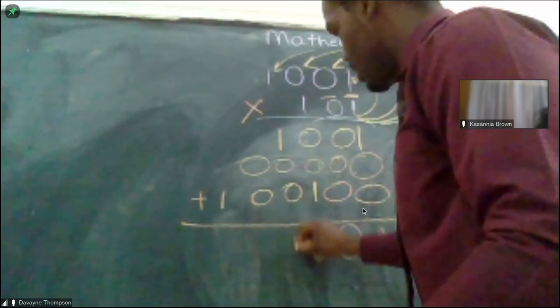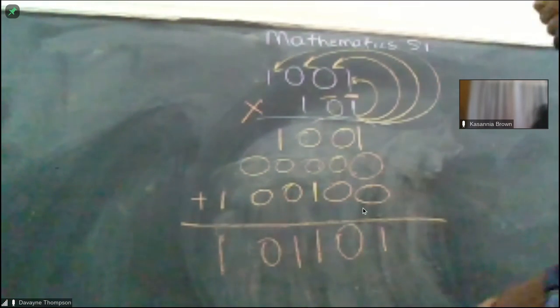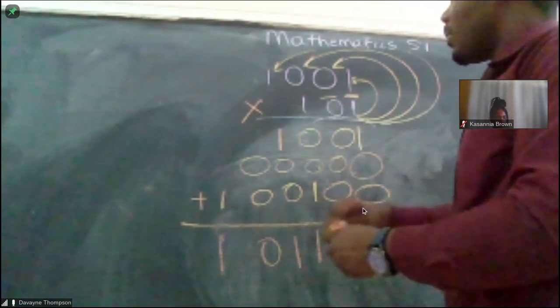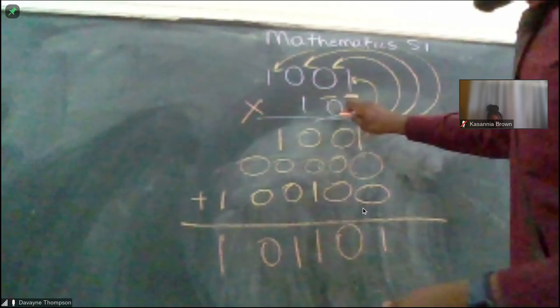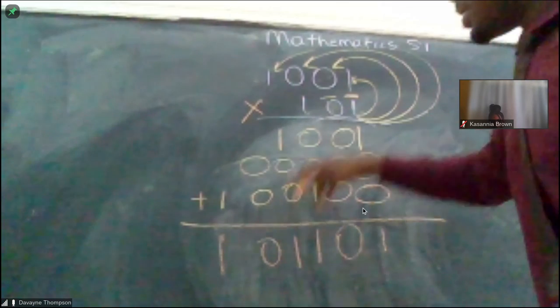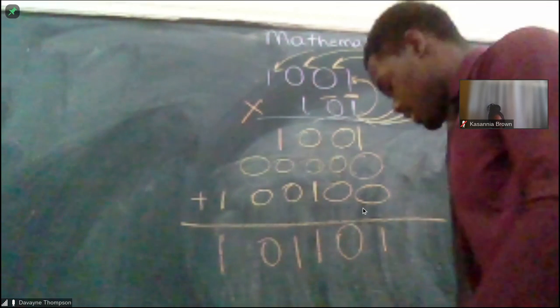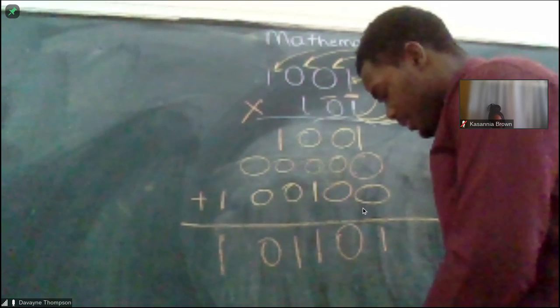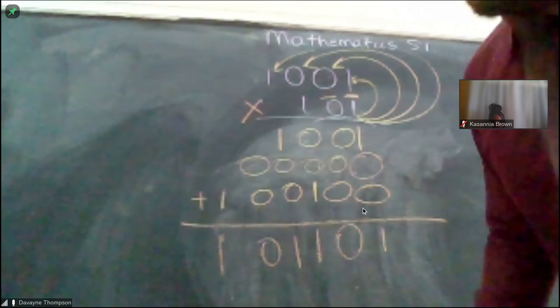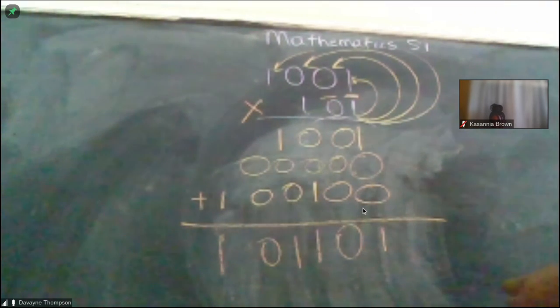This is going to be 1. It's going to be 0. This is going to be 1. Alright? So the answer, therefore, when you multiply these two binary numbers, 1001 and 101, your answer is going to be 101101. That's the final thing under binary numbers. We learned how to add, we learned how to subtract, and we just learned how to multiply.